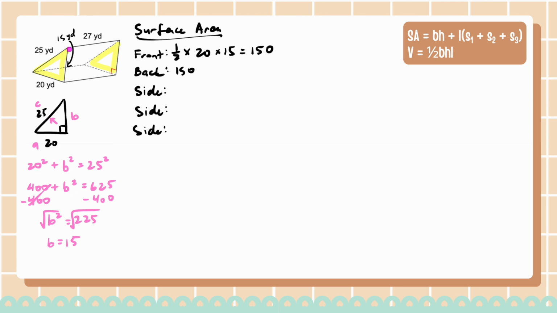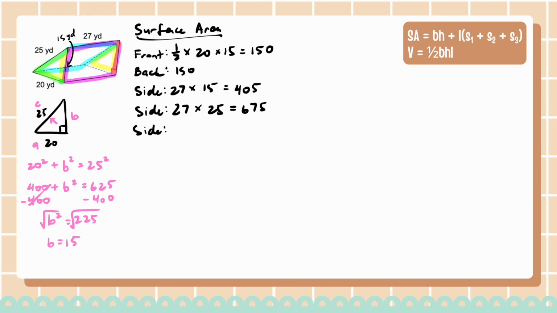All right, now let's calculate the area of this front side right here. So I have the base of this rectangle is 27 and the height is 15. So I'm going to do 27 times 15. That gets me a total of 405. All right, let's do this back side next. So the dimensions of this rectangle are 27 by 25. So I'm going to do 27 times 25. And that gets me 675.